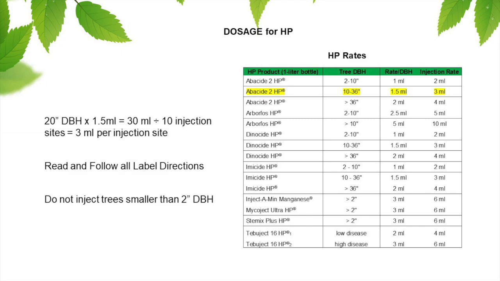Doses may vary from product to product. Always read and follow the label directions before injecting, whether using the HP bottles or capsules. Also remember, Mauget does not recommend injecting trees smaller than 2 inches dBH.